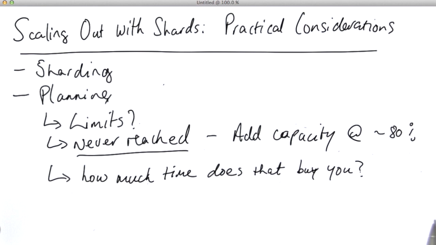And once you've added your capacity at 80%, the next question you need to ask is, how much time does that buy you? If all that does is kick the can down the road a week, you haven't gained very much there, and maybe you should be adding more straight away to absorb future growth. If you're asking yourself these questions, what are my limits? What am I at right now? How high can I go before I actually start to see problems? And how much do I need to add? You'll be able to come up with a successful sharding strategy.